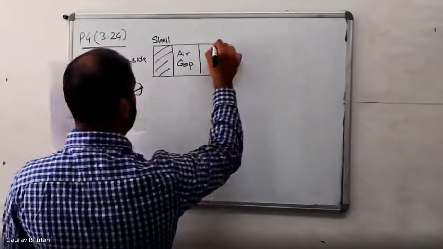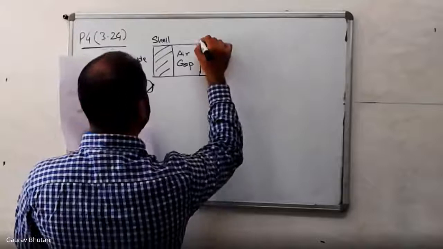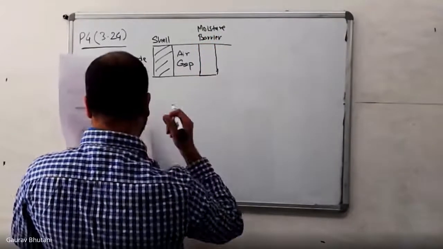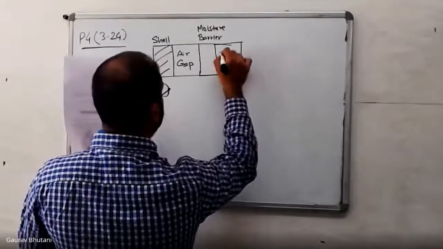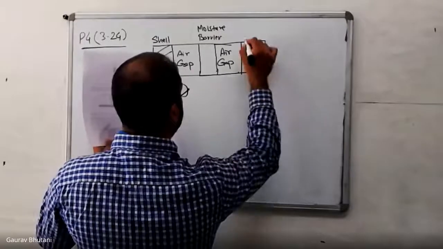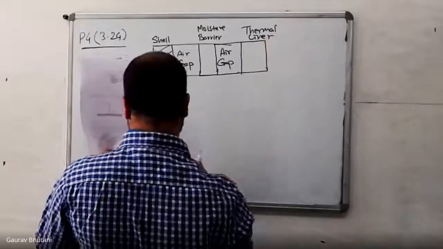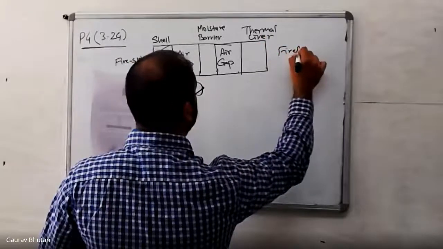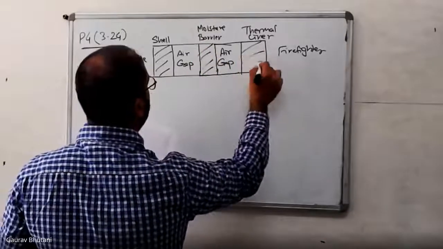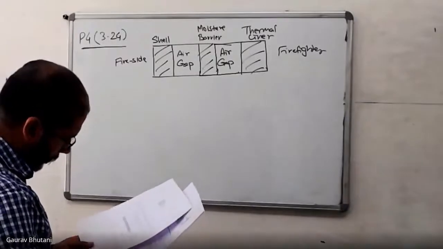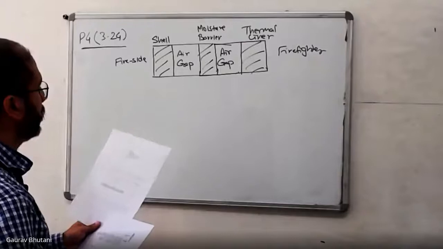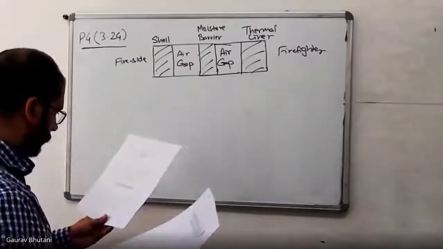Then you have another layer which is called a moisture barrier. Then there is another 1 millimeter of air gap. And then you have a thermal liner. So that's the inside and that's the outside. In the air gap, the heat transfer happens because of conduction as well as radiation, because the radiation is always happening. So there are both modes of heat transfer.